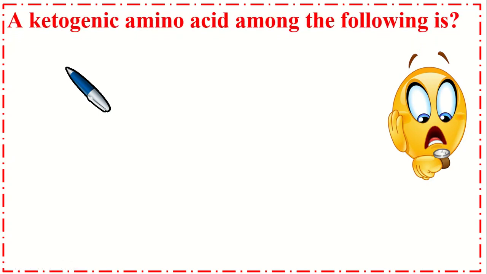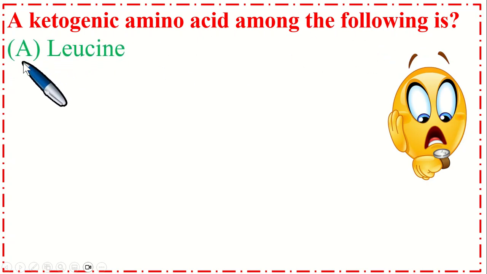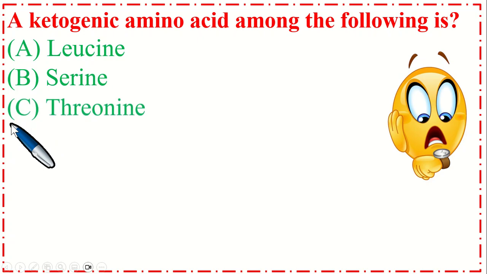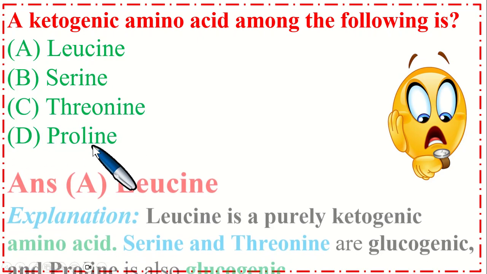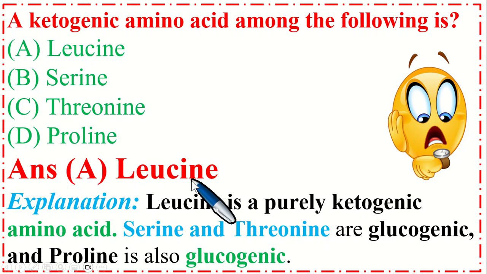Dear students, this is a very important MCQ. A ketogenic amino acid among the following is option A, leucine; B, serine; option C, threonine; and option D, proline. So the correct option is A, leucine. Leucine is a purely ketogenic amino acid. Serine and threonine are glucogenic, and proline is also glucogenic.